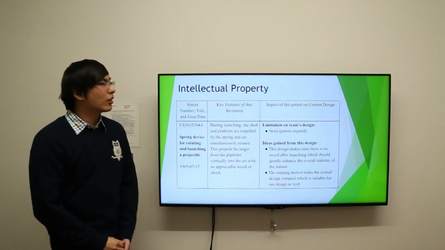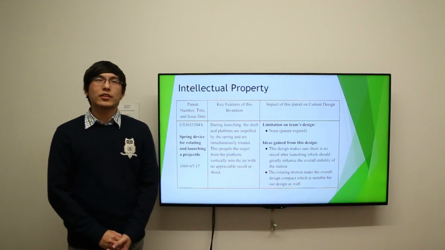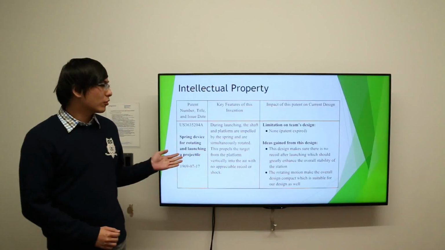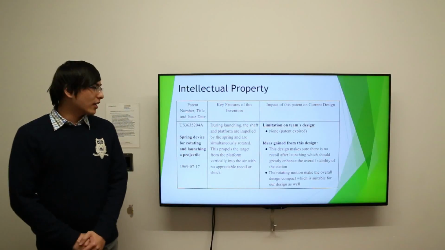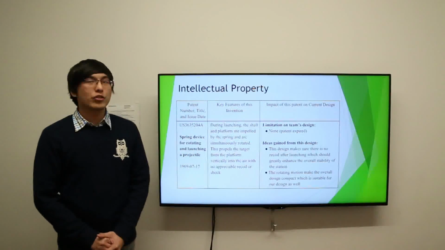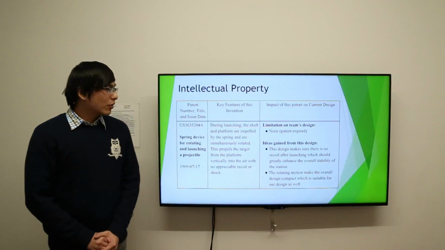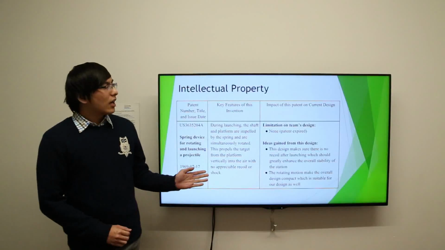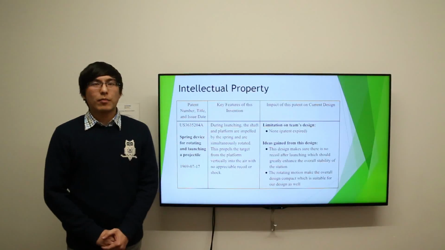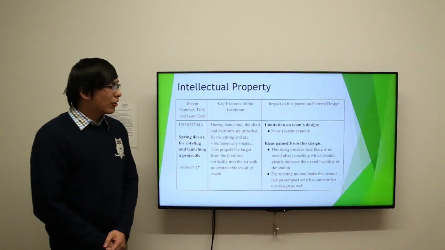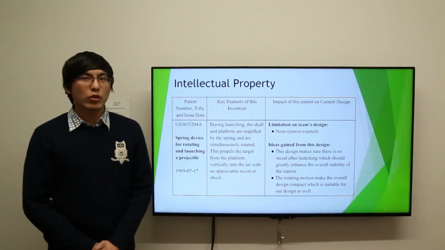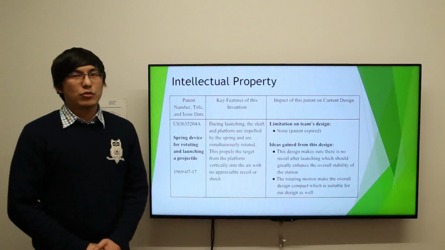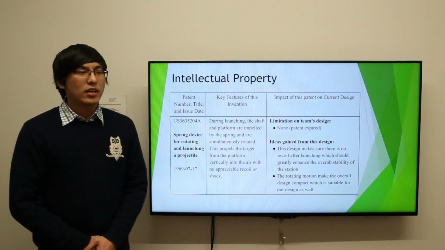Alright, so for the intellectual property part, we found a lot of interesting patents, and here we show the most important one. This is a spring device for rotating and launching a projectile. It has a couple of interesting features. First of all, it's a very compact device, which suits our design. Also it shoots the projectile without a recoil, which also suits our design because it helps to retain the rigidity of our project.